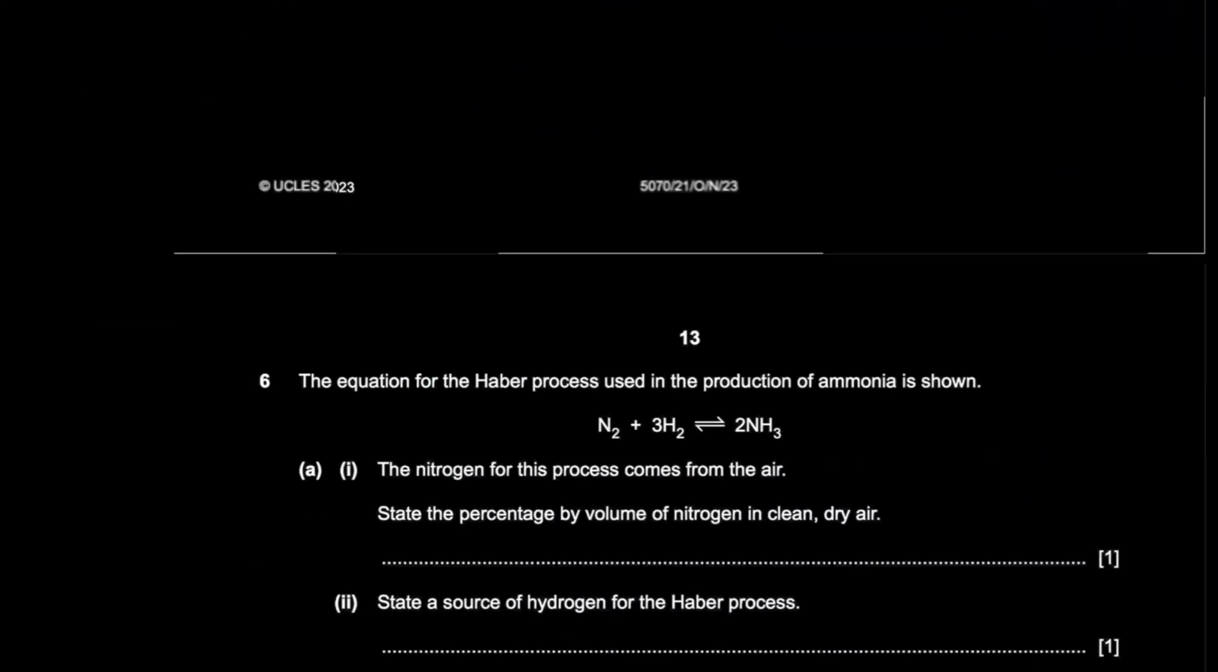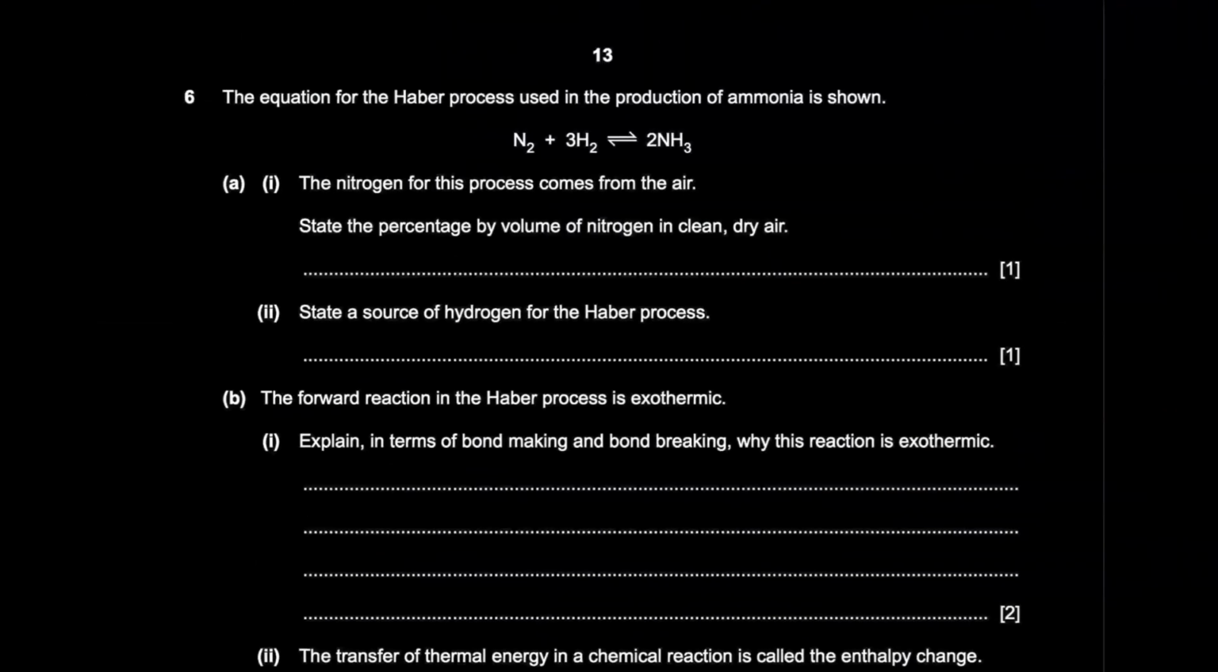The equation for the Haber process used in the production of ammonia is shown. The nitrogen for this process comes from the air. State the percentage by volume of nitrogen in clean, dry air. The percentage of nitrogen is roughly 78%. Okay, 21% is oxygen, and then the remaining 1% is other stuff.